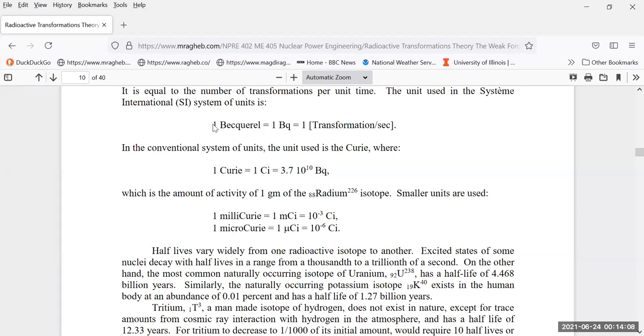It's very important when we learn about nuclear science that we know the units that are used for measuring radiation. So here we are learning 2 new units, the Becquerel in the SI system of units and the Curie in the conventional system of units for measuring activity or transformations per second. As I suggested, the Curie is the activity of 1 gram of the radium-226.